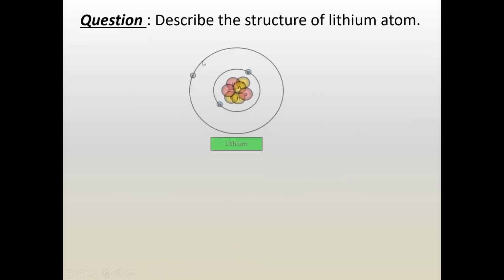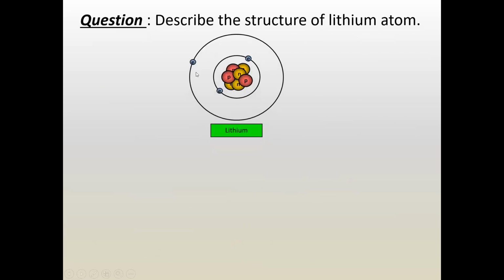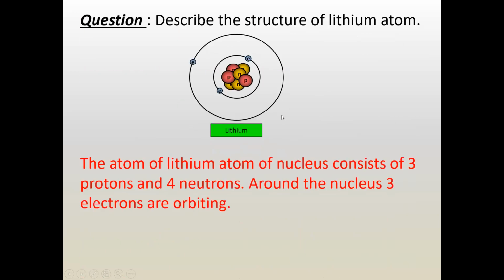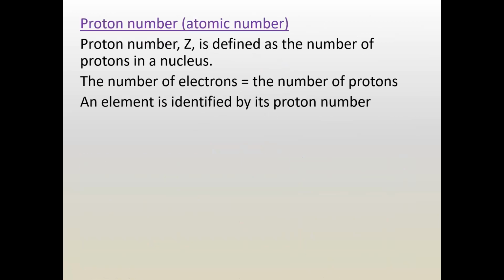For example, if you want to describe the lithium atom, the structure is given. A lithium atom consists of 3 protons and 4 neutrons, and around the nucleus 3 electrons are revolving or orbiting. The proton number is defined as the number of protons present inside the nucleus, and the number of electrons is equal to the number of protons for an element.